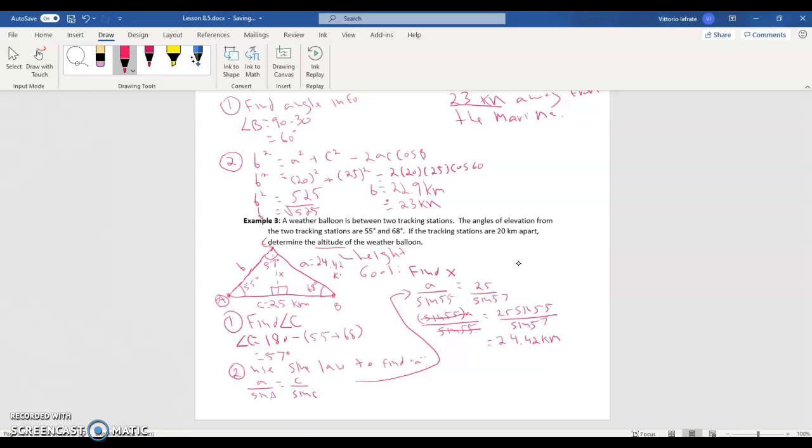So my A here is 24.42 kilometers. Now I have the hypotenuse, I have an angle, and I have this. When I look at this angle here, x is opposite, and A is hypotenuse. So now I can use SOH, the sine ratio opposite over hypotenuse, to find x. We won't have time to finish it in this video, but at least we'll get it set up. So we know that sine of 68 is equal to x over hypotenuse, which is 24.42. And we'll finish in the next video.